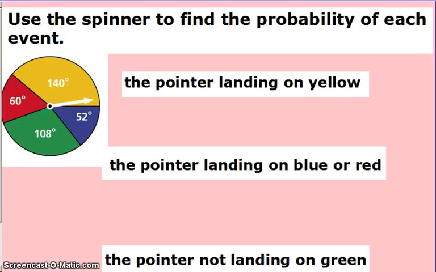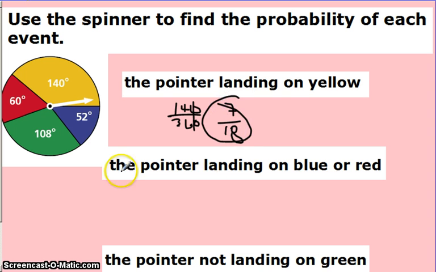Alright, we're going to skip that example. We're going to go on to the spinner here. Use the spinner to find the probability of each event. The pointer landing on yellow. So all we're going to do is take that central angle, which is 140, over the 360, and we always want to reduce. I'm going to knock off the zeros. Take a 2 out would be 7 over 18. That's as far as that will go. So bada boom, bada bang, we're done with that.